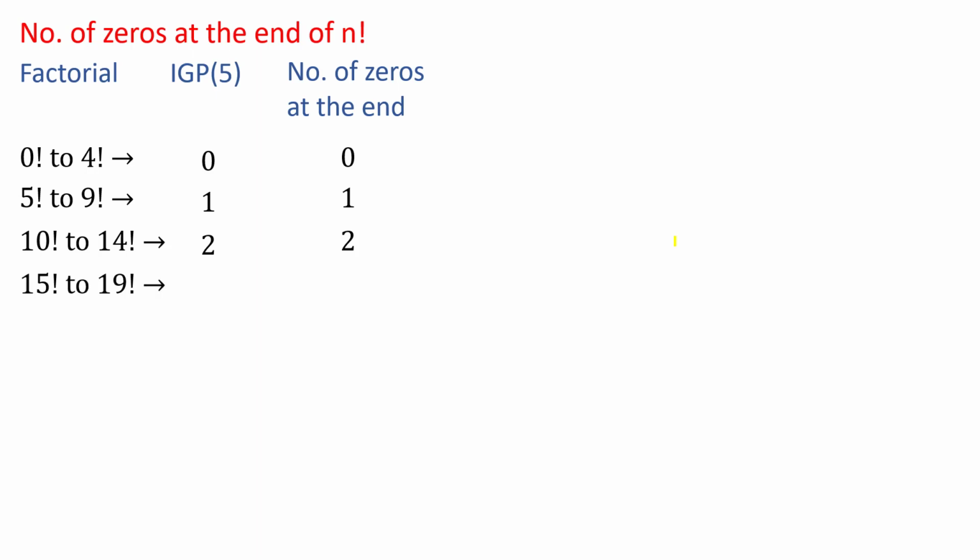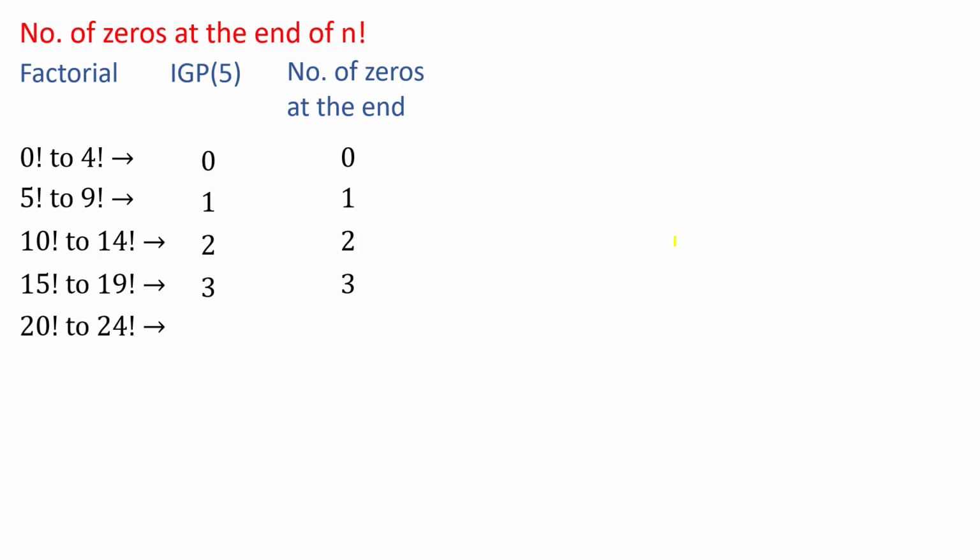After that, take any factorial from 15 factorial to 19 factorial. In that factorial, how many times will 5 get multiplied? 3 times. First is in 5, second is in 10, and third is in 15. So how many 5s are there? Total 3 5s are there. So these factorials will end with a total of 3 zeros.